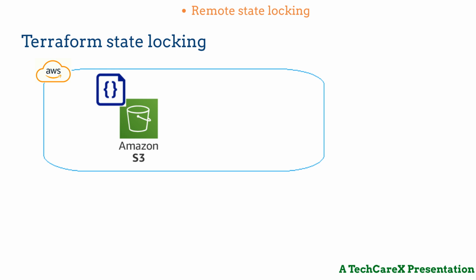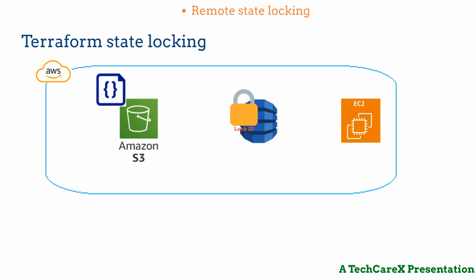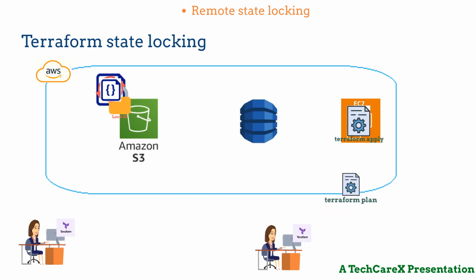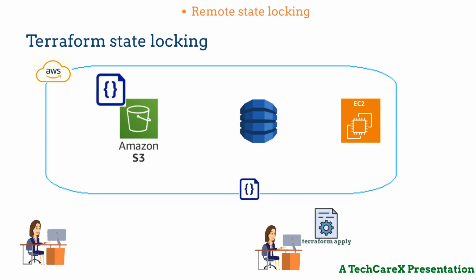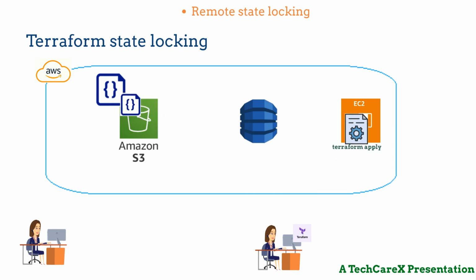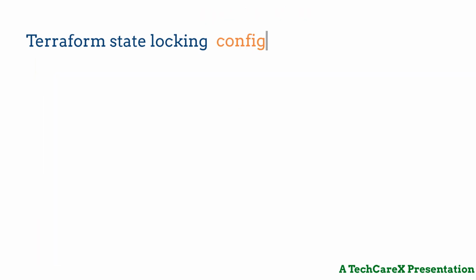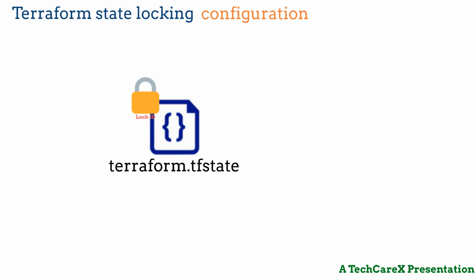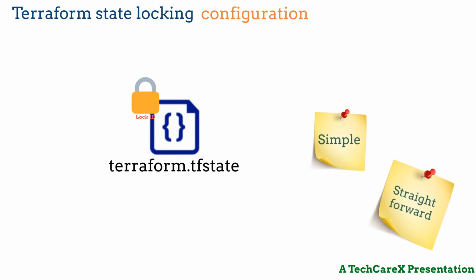The main component for this state locking feature is a DynamoDB table, where the lock ID is mentioned. This lock ID locks the state file while one user is using it. Once the modification has been completed, the lock is released and another user can start their modification. Now coming to the configuration part. The feature may look complex, but the configuration is quite simple and straightforward.